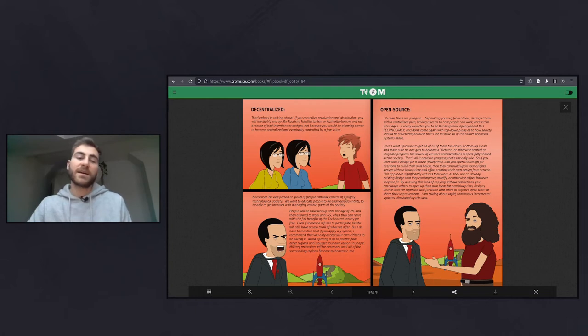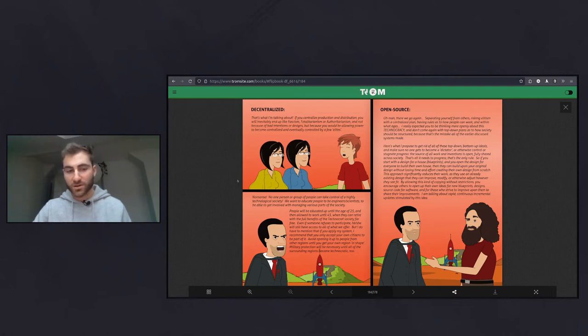And now decentralized comes in, and he says, that's what I'm talking about. If you centralize production and distribution, you will inevitably end up like fascism, totalitarianism or authoritarianism, and not because of bad intentions or design, but because you would be allowing power to become centralized and eventually controlled by a few elites. Now technocracy responds, nonsense.